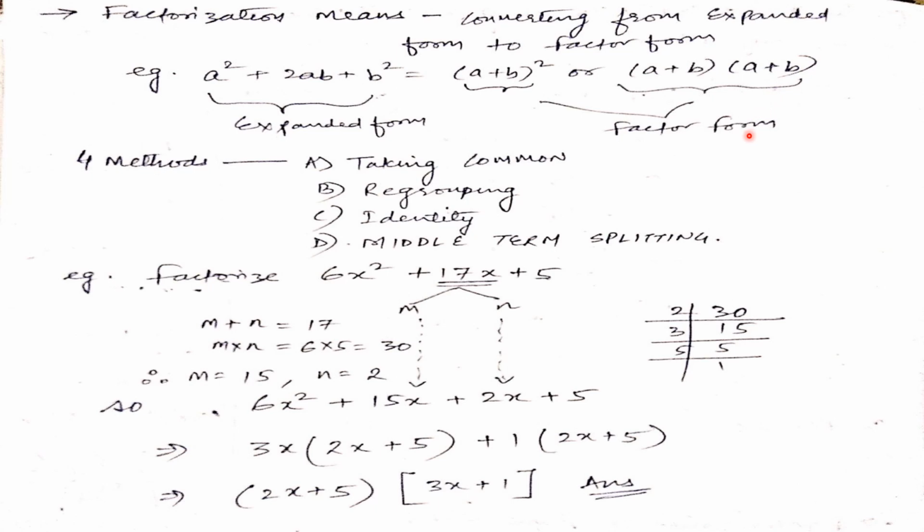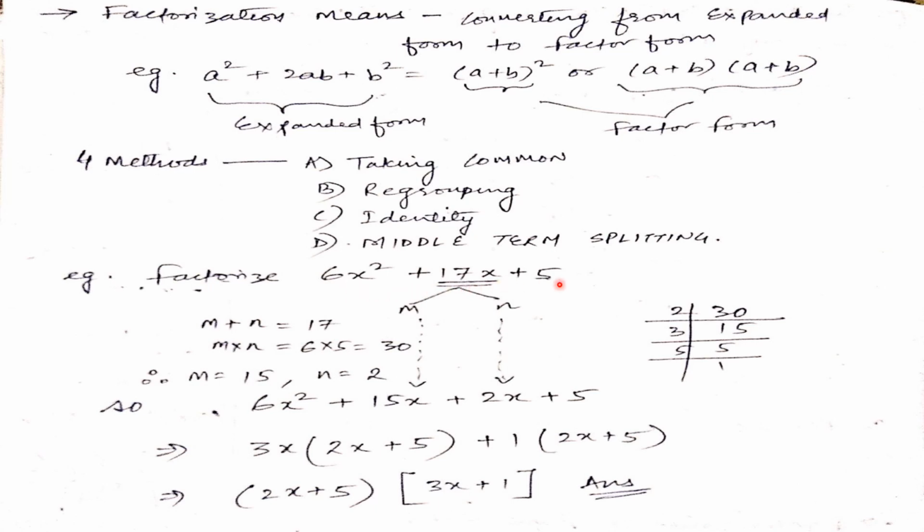Understood? Now in the last class also we studied there were four methods: taking common, regrouping, using identities, and the fourth was middle term splitting. Just to show you one more time this method of middle term splitting, I've taken this example, that is 6x square plus 17x plus 5.